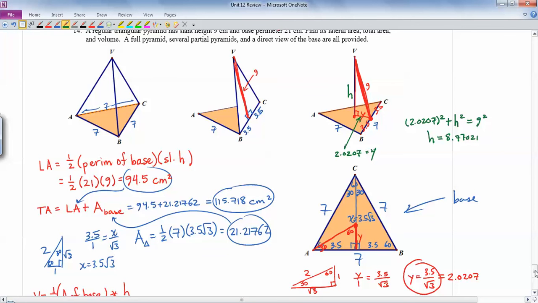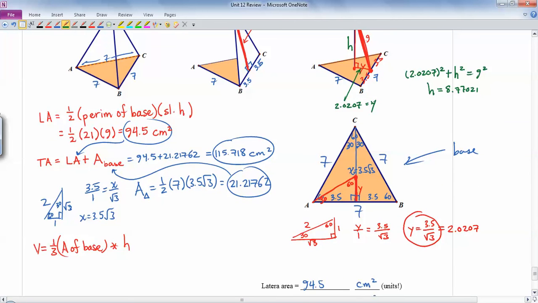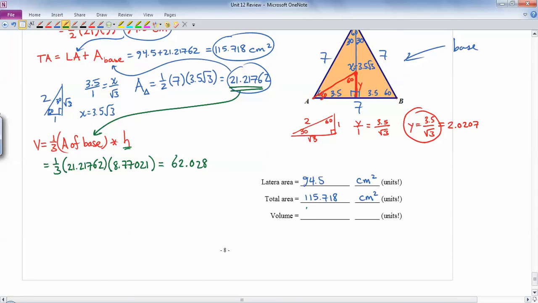So now we can come back down here and say that this is 8.77021. The area of the base is this guy that we solved for earlier. And the height we said was 8.77021. And if you multiply all that out, you end up with 62.028 centimeters cubed. All right, hope that helps a little bit.